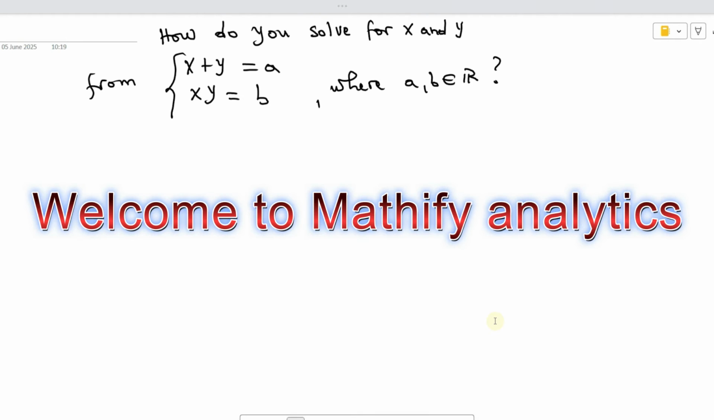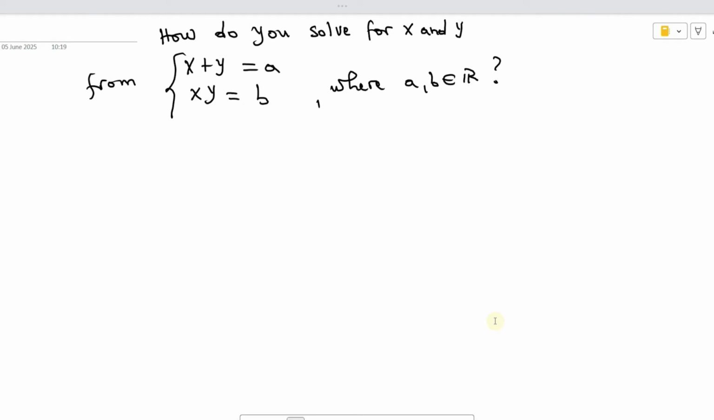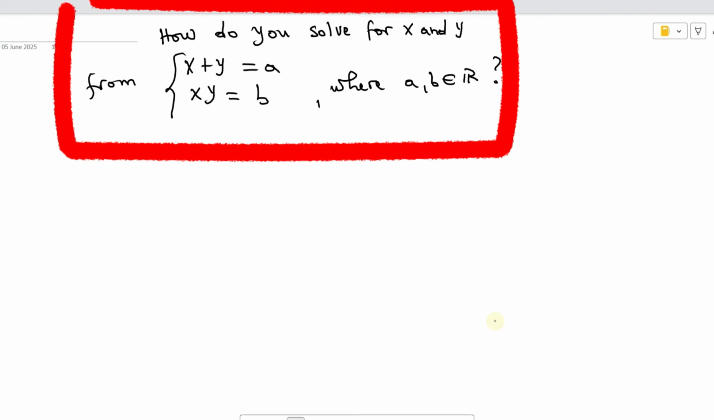Welcome to Mathify Analytics. In this video, we are going to see how we can solve a system of equations of this form. How do you solve it? If you have a system of equations of the form x plus y equals a and x times y equals b, where a and b are real numbers, how do you solve this kind of system?